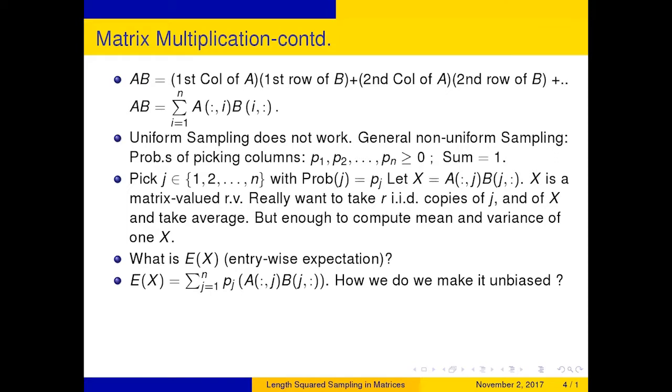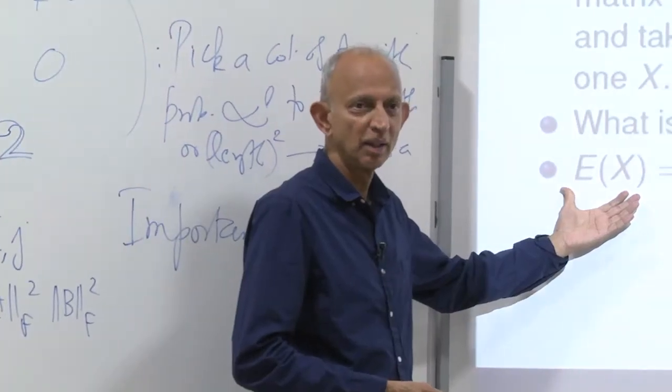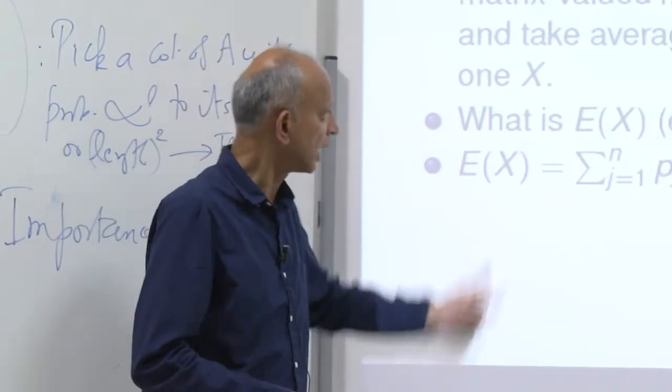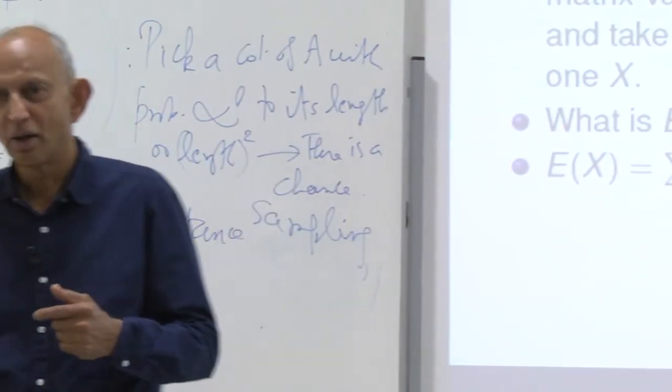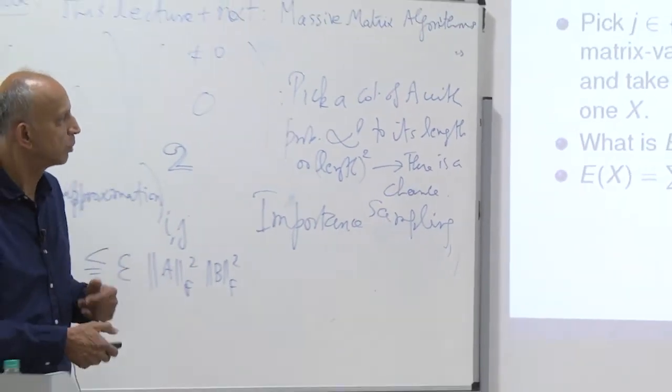So let's see what the expected value is. These are simple things, so I'll go over them a little faster. The expected value is just, with probability Pj, I'm picking J, and I get this, right? But this is not unbiased. I'd like the expectation to be the matrix A times the matrix B, right? It's a matrix, and I want that. That's what unbiased means, right? So any idea of how I can make it unbiased?